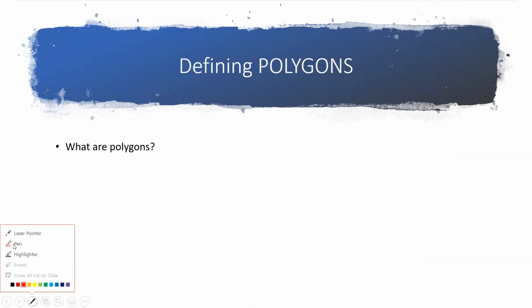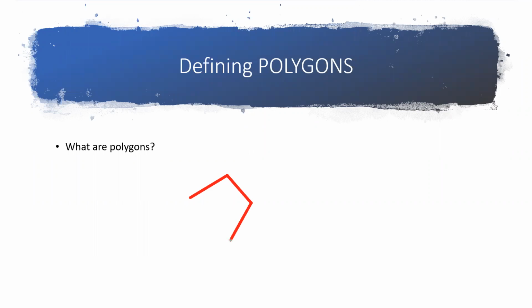As we see here, to know the topic polygons, we need to define polygons. So the big question is, what are polygons? Without further ado, let's continue. Polygons are basically figures that are made out of straight lines, like these, and they connect to each other. Polygons are like these shapes.